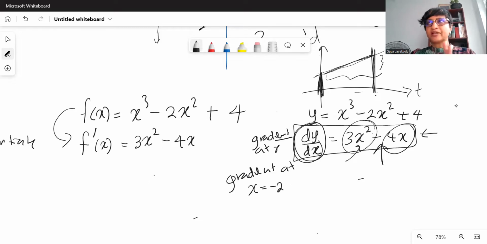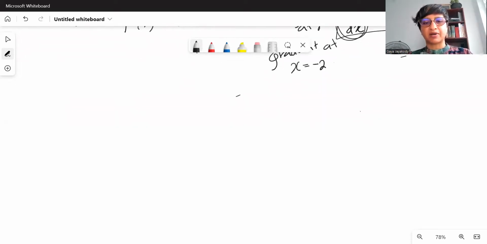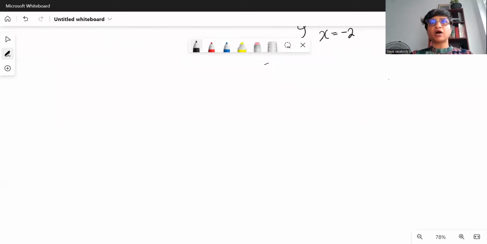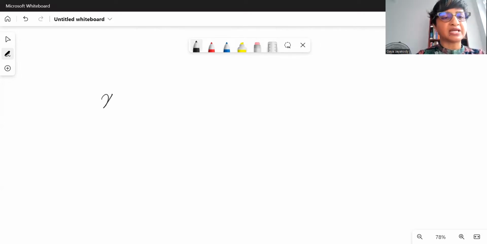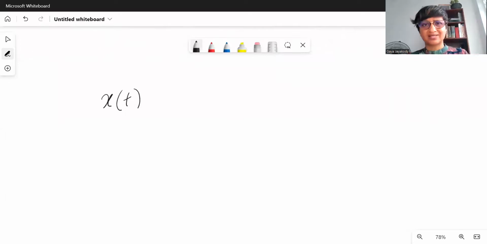Yes, ma'am. Right. Okay. Now in the context of physics, if you are given a distance function, we usually take the distance function as x of t. So don't be scared of these notations. Instead of f of x, it is x of t. x represents distance, t represents time. So distance is a function of time, x of t. So if you are given the function x of t, this is the distance function, the function describing how the distance of a moving object changes with time.